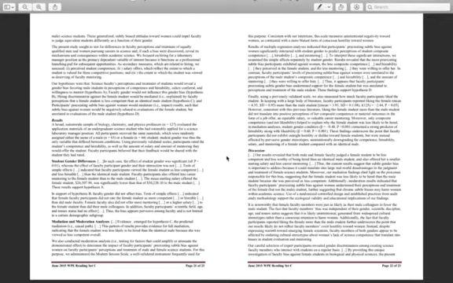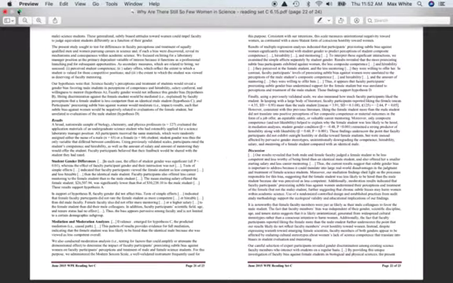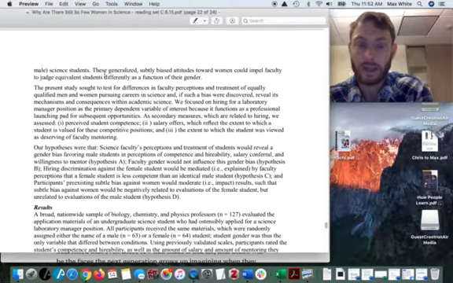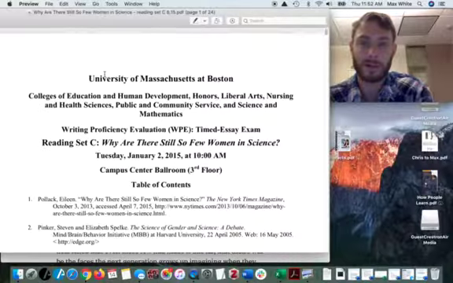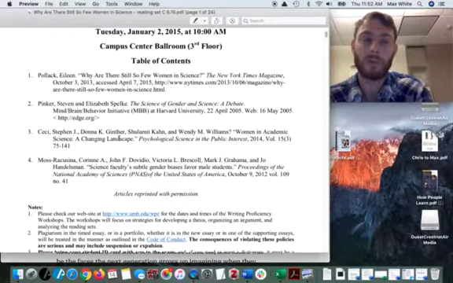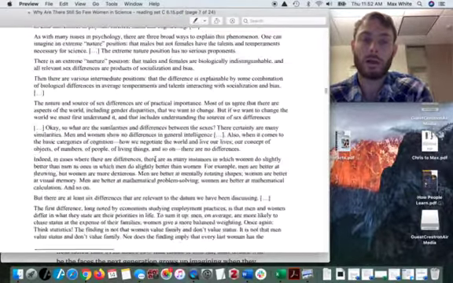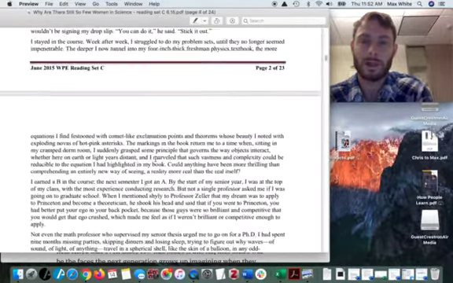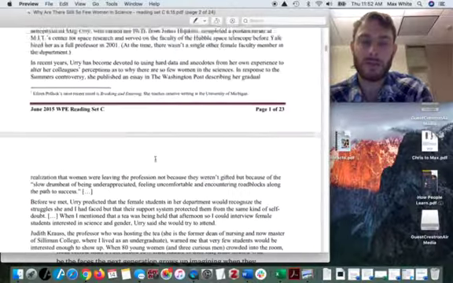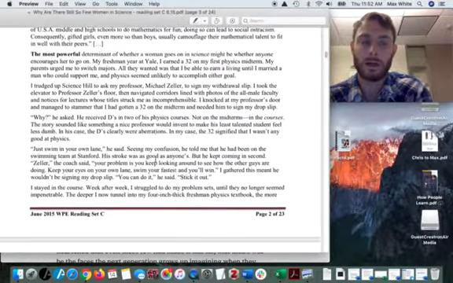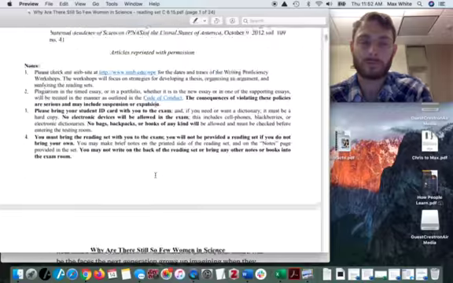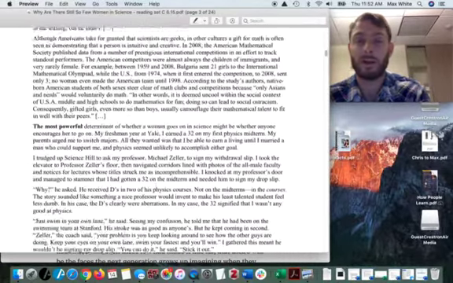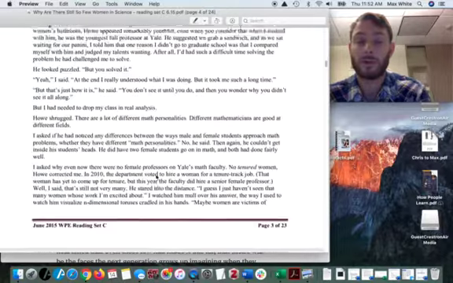So what do we get then with this reading set? Hi. So what we get with this reading set from top to bottom, we get 4 published pieces. We get a longish essay exploring, well, what does the title say? Why are there still so few women in science? So we get a long essay exploring why there's still so few women in science.